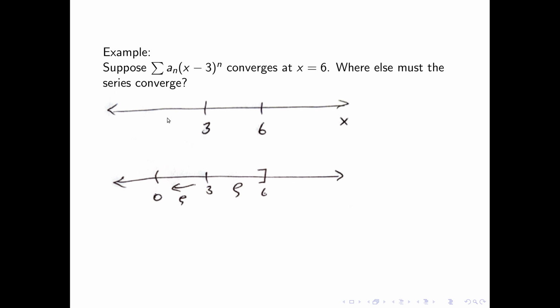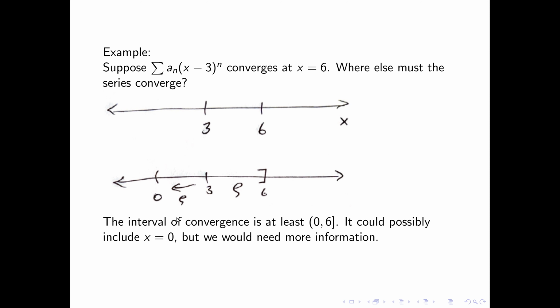The only question is what happens at the endpoint. So even though we converge at 6, we may not converge at 0. We may or may not. We don't know. We would have to have more information. So the most that I can say at this point is that the interval of convergence is at least the open interval from 0 to the closed interval at 6. Open at 0, closed at 6. It could possibly include x equals 0, but we would need more information.